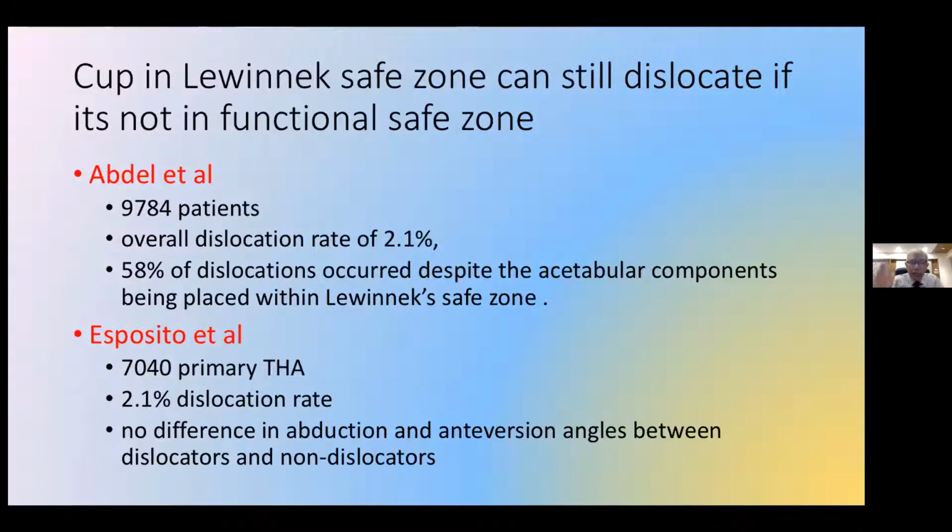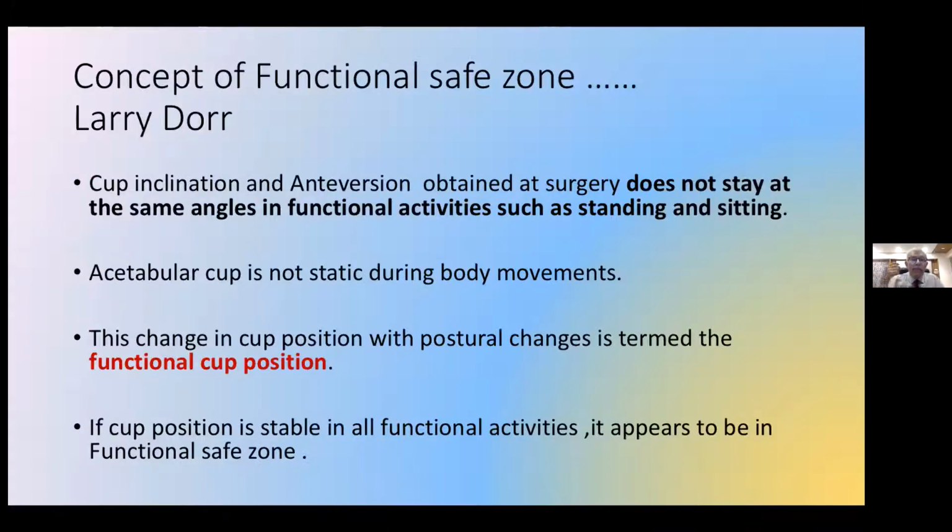Even if your cup placement is in a Lewinnek safe zone, there is still dislocation. So there is something else to this. The Larry Dorr concept of the functional safe zone says that cup inclination and anteversion obtained at surgery does not stay at the same angle in functional activities such as standing and sitting. You are doing surgery in a supine position, and the patient is going to get up, sit, walk, climb. In these positions, the acetabular cup is not remaining static because it changes with body movements.